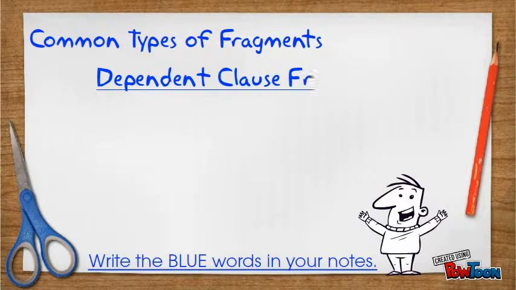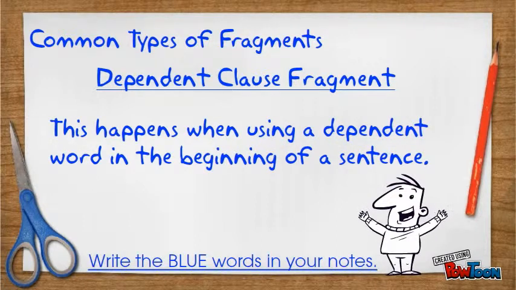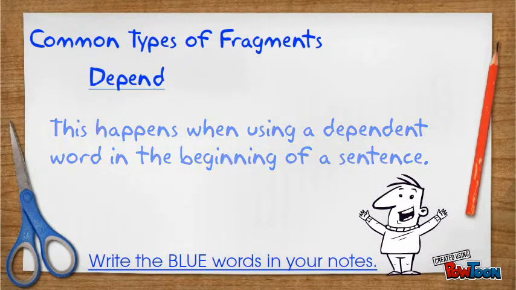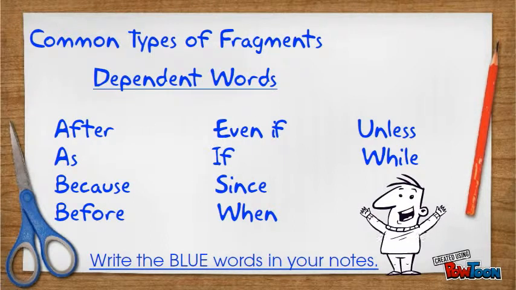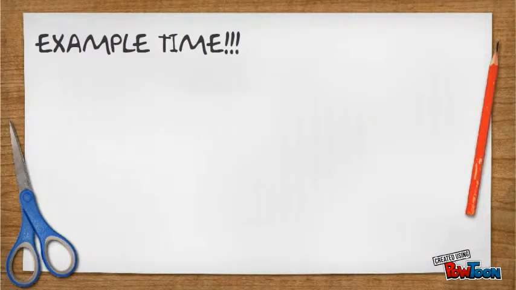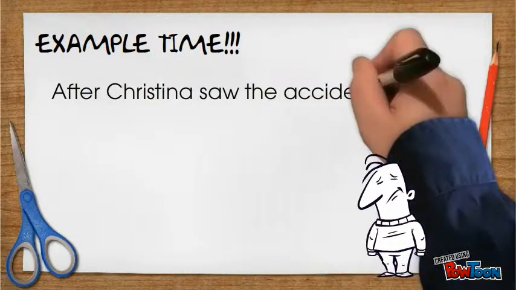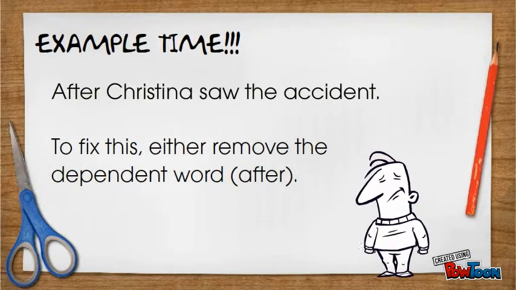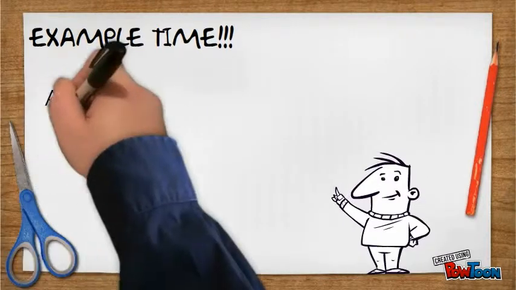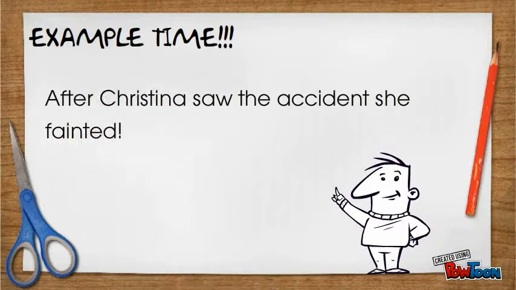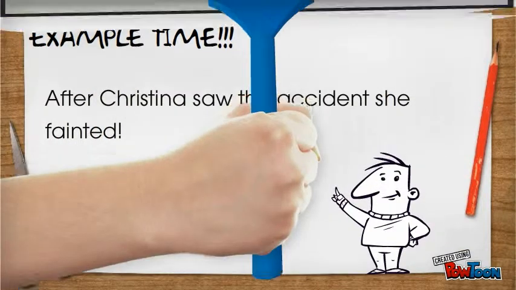The first type of fragment is the dependent clause. This happens when using a dependent word in the beginning of a sentence. Some common dependent words include after, as, because, before, even if, since, when, unless, and while. Here's an example of a dependent clause. After Christina saw the accident. We fix this by either removing the dependent word, like this, Christina saw the accident, or by completing the thought, like this, after Christina saw the accident, she fainted.